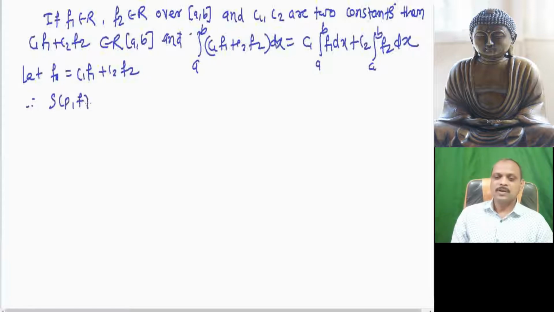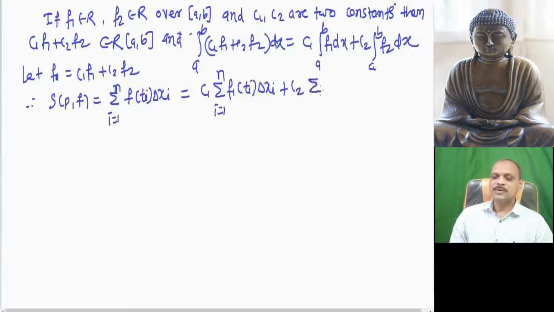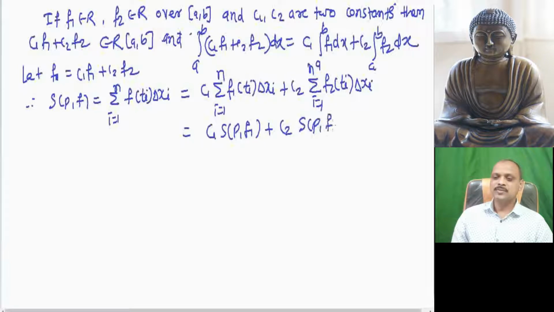Therefore, the Riemann sum is equal to the summation of f of ti into delta xi, i equal to 1 to n. This is nothing but c1 into the summation of f1 of ti into delta xi, i equal to 1 to n, plus c2 into the summation of f2 of ti into delta xi, i equal to 1 to n. This is c1 into S(P, f1) plus c2 into S(P, f2).